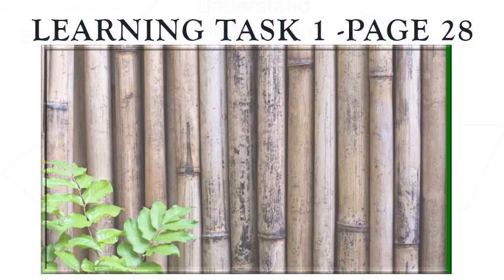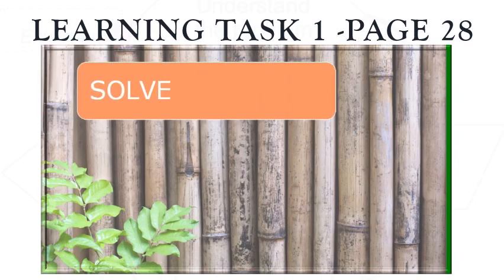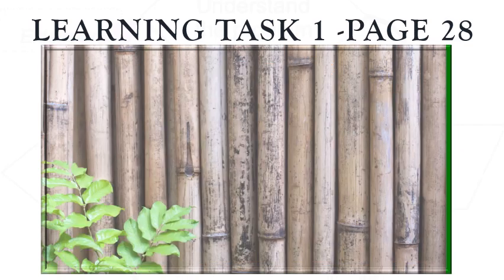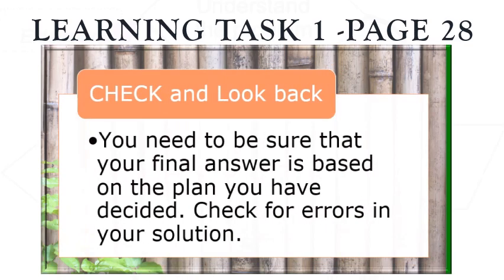You can now solve your word problem. Remember this abbreviation SAL, or the solution, answer, and label. This is the most important part and the only part that you will write on your answer sheet. You need to be sure that your final answer is based on the plan you have decided. Check for errors in your solution.